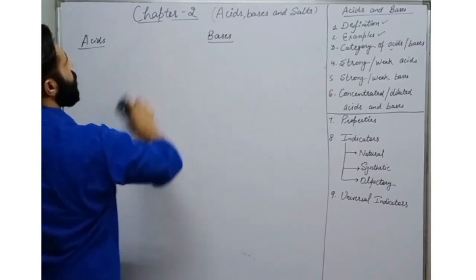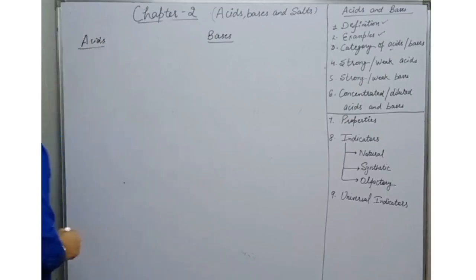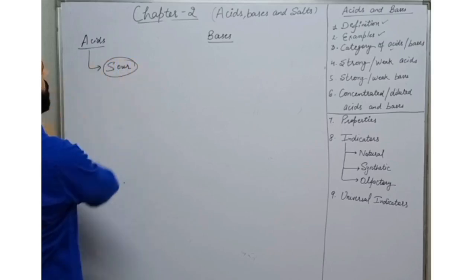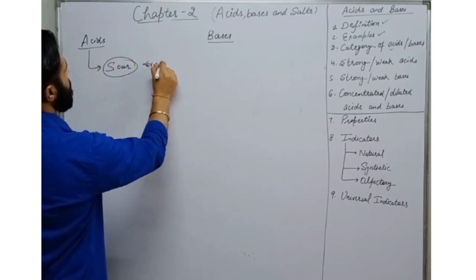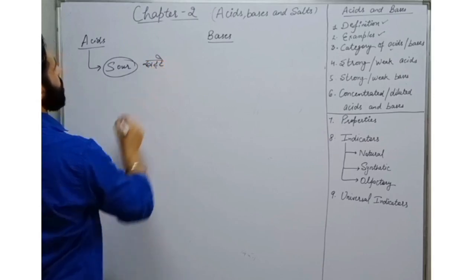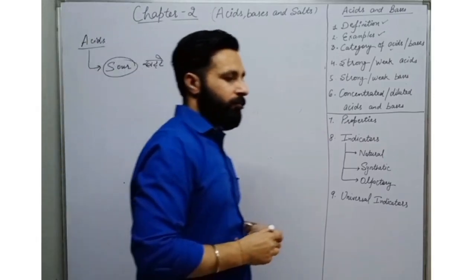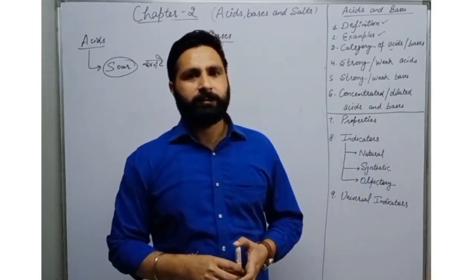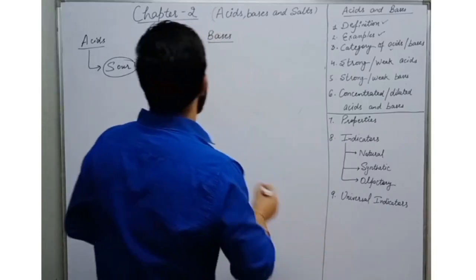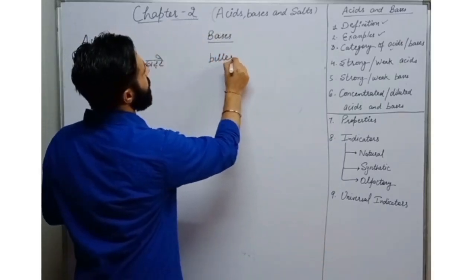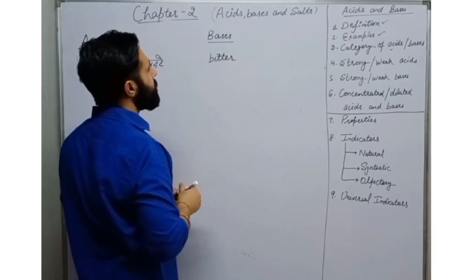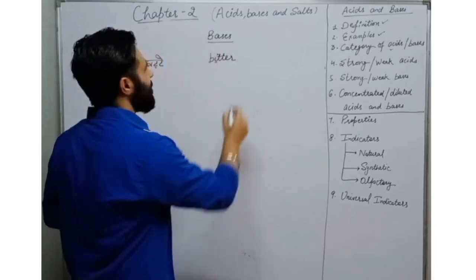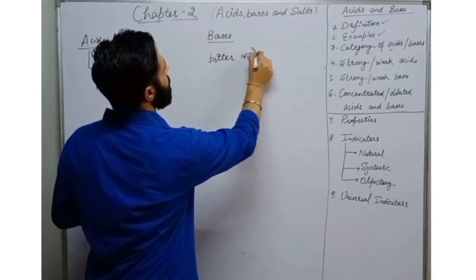Now beta, properties of acids and bases. Acids are sour in taste, sour, we can say khatte, like lemon, vinegar. When you taste it, it is sour, like grapes. And bases are bitter in taste. Write it as bitter, not butter. It's not butter, it's bitter.